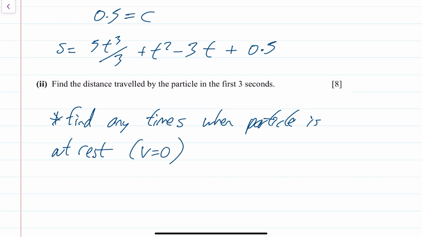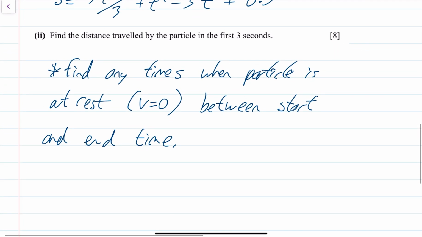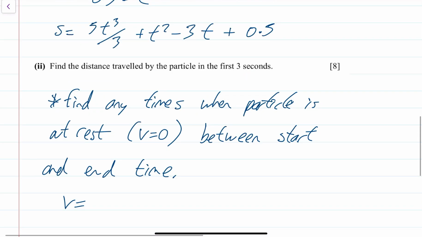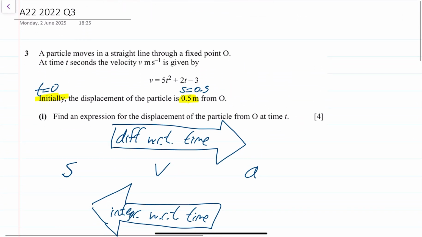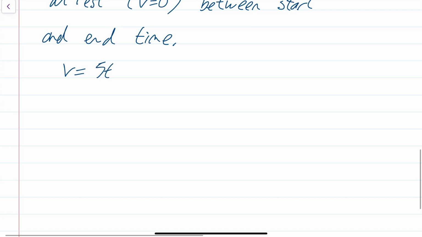V equals 0 between, I'll just say the start and end time, which in this case is 0 obviously and 3 seconds. So our V, let's go back to when they told us what that was, right? 5t squared plus 2t minus 3.